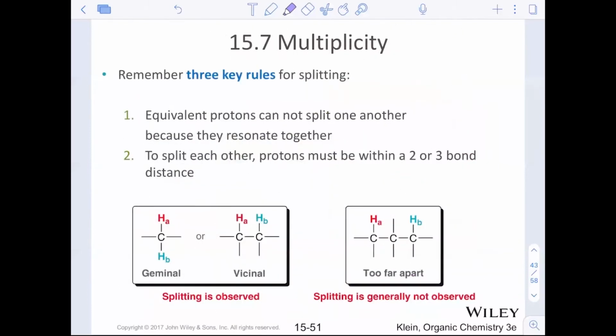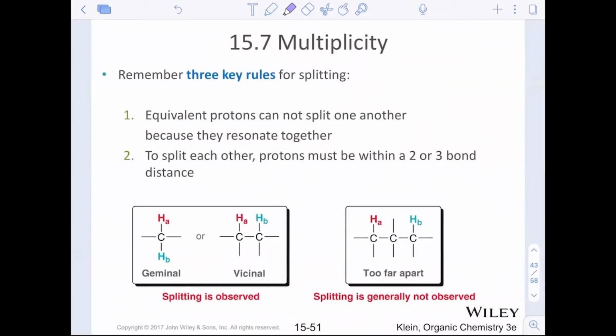When does this splitting actually occur? It's not every single proton. Equivalent protons do not split each other. So if you have a CH2 group and those 2 protons are on the same carbon and they are identical, or if you had 2 CH2 groups in a symmetrical molecule that are equivalent, they would appear at the same position and be in the same signal, they resonate together. So they are equivalent and will not split each other.